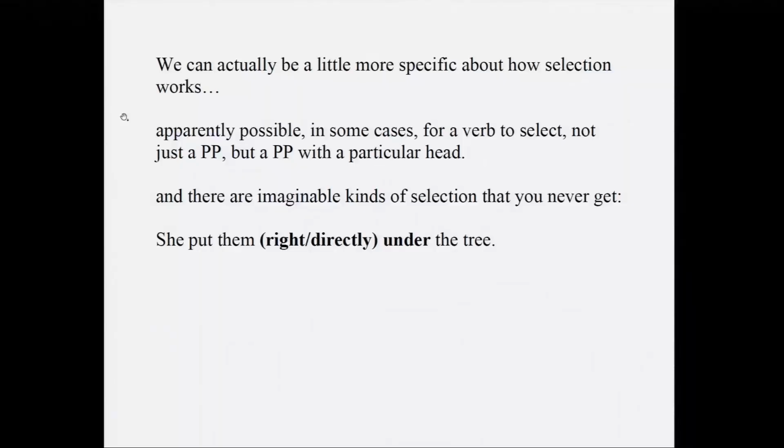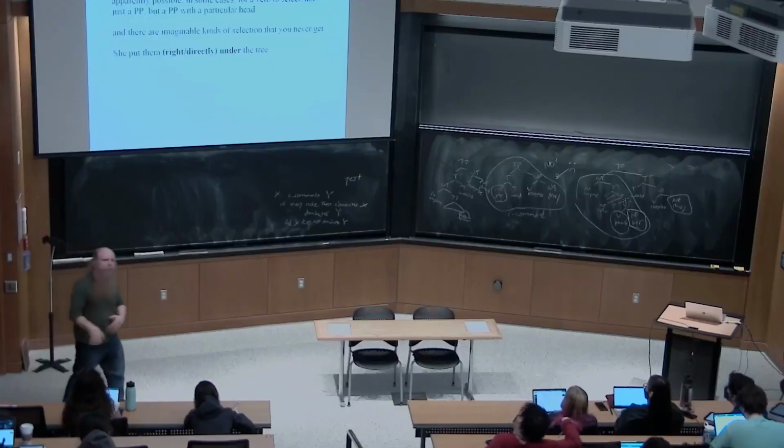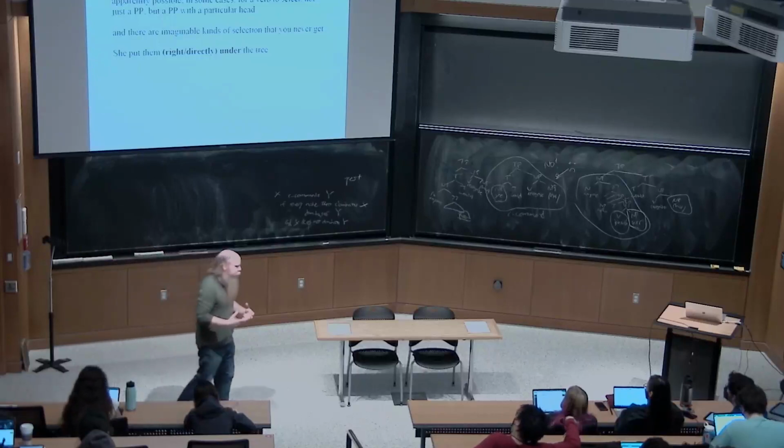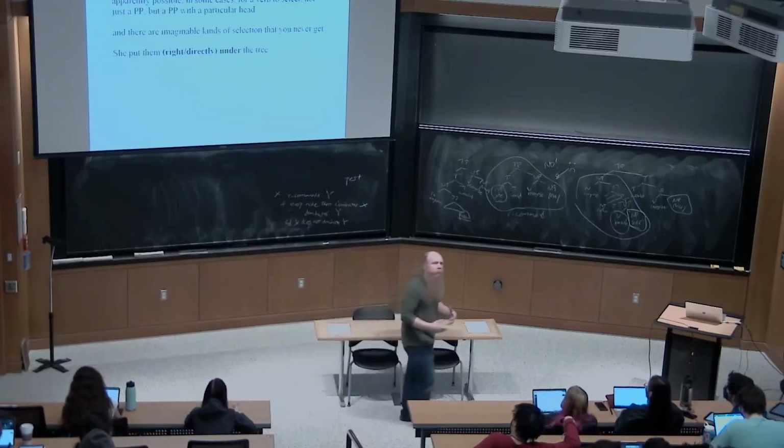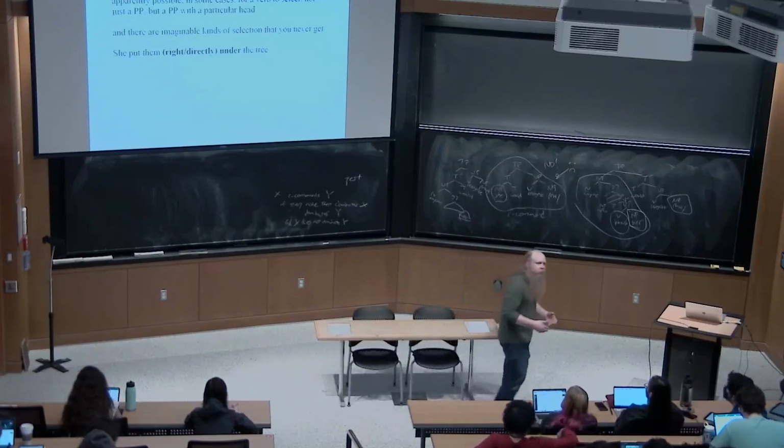So that's a kind of selection you get. There are other imaginable kinds of selection that you don't ever get. So prepositional phrases can be modified by adverbs. So you can say she put them under the tree. You can also say she put them right under the tree. She put them directly under the tree, where those adverbs are sort of modifying the prepositional phrase under the tree, saying something about the spatial relation between those things in the tree. Yeah?